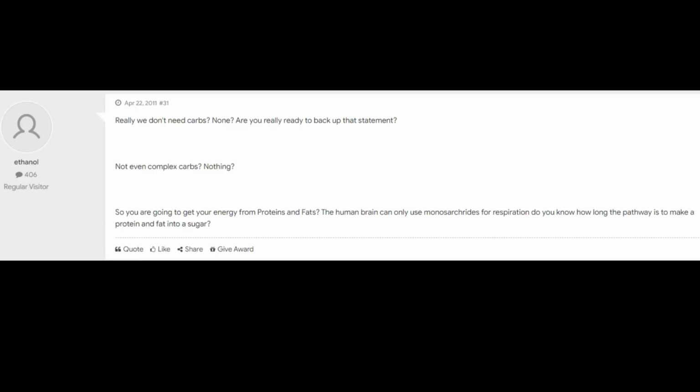Okay, so Ethanol says, really, we don't need carbs? None? Are you really ready to back up that statement? Not even complex carbs? Nothing? So are you going to get your energy from proteins and fats? The human brain can only use monosaccharides for respiration. Do you know how long that pathway is to make a protein and fat into a sugar?